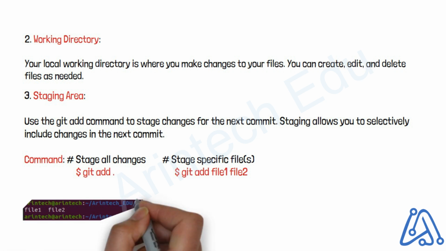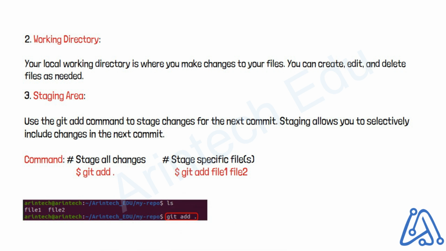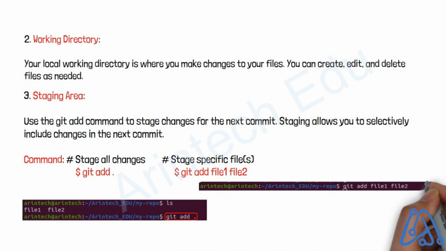The git add . command is used to stage all the changes in your working directory for the next commit. git add file1 file2. This command tells Git to add file1 and file2 to the staging area. In other words, you're specifying these particular files to be part of the next commit.